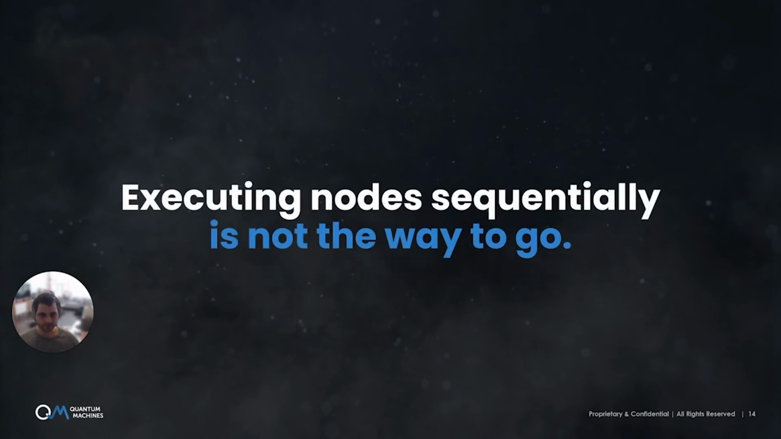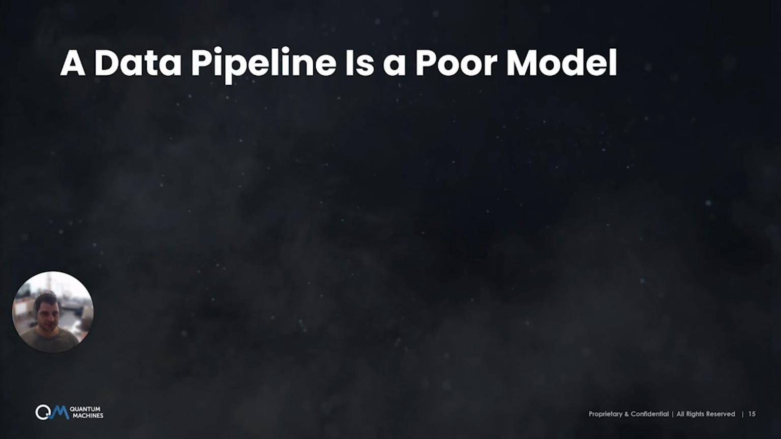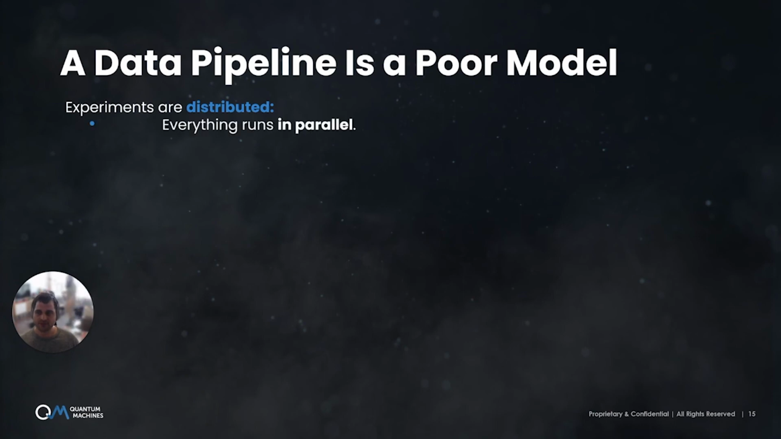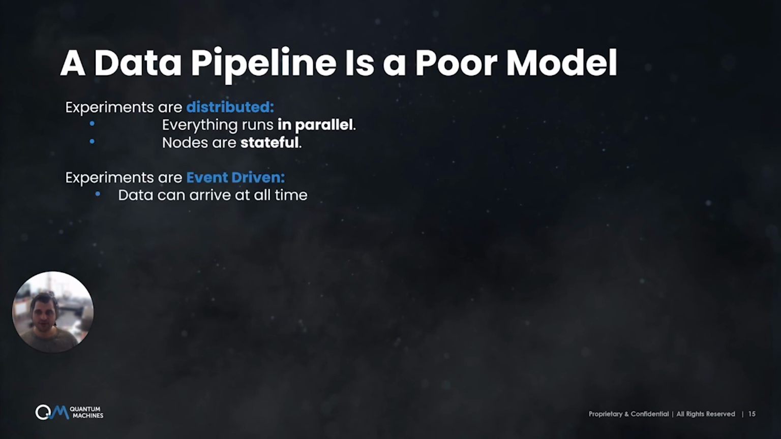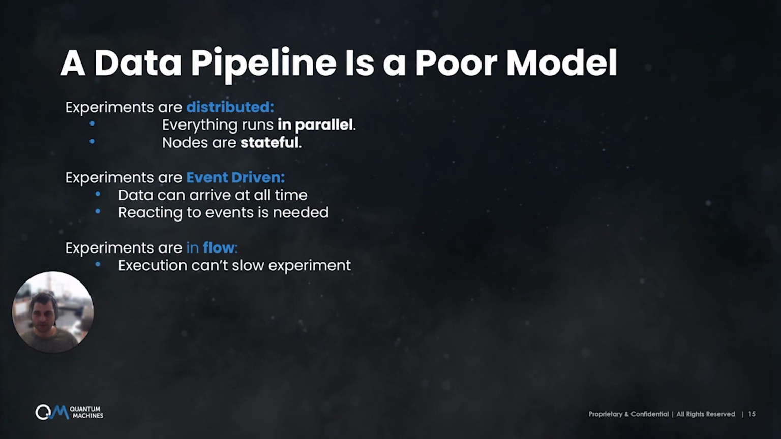So why is sequential execution insufficient? So the thing is, experiments are distributed. Everything runs in parallel, and experiment nodes have a state. Experiments are event-driven, meaning data can arrive at any and all times, and reacting to events is needed. Experiments are in flow, meaning you cannot afford to slow down the execution of an experiment by just the executor itself. And centralized execution as a solution is a bottleneck that you must avoid.